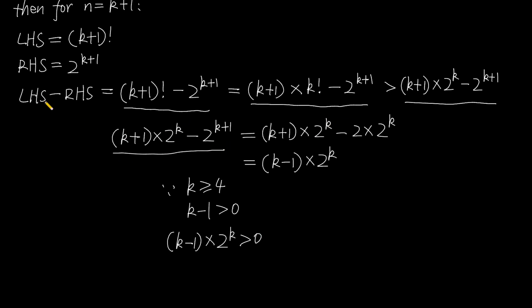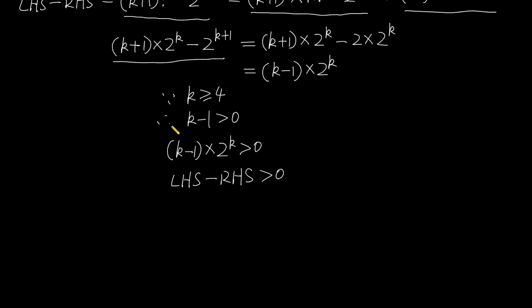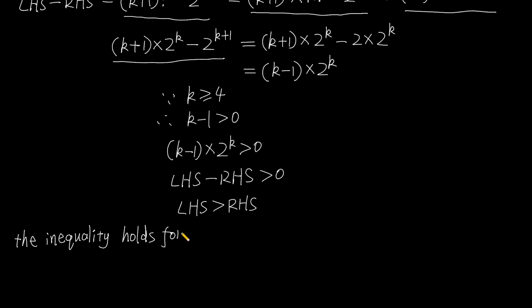Now we know left hand side minus right hand side is larger than 0. Then the left hand side is larger than the right hand side. The inequality holds for n equals k plus 1.